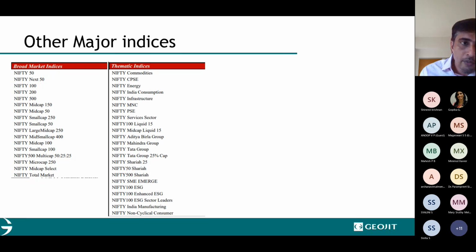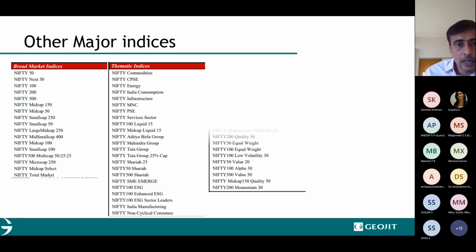Then we have another set of indices called thematic indices. They work on a certain theme. If you see Nifty Commodities, it's the theme of commodity, because you have the commodity market and based on that an index is formed. Similarly, Nifty Infrastructure is a theme based only on infrastructure companies. If you come down, you could see Nifty 50 Sharia, which is the Sharia-compliant companies forming the Nifty 50. So these are some of the thematic indices.